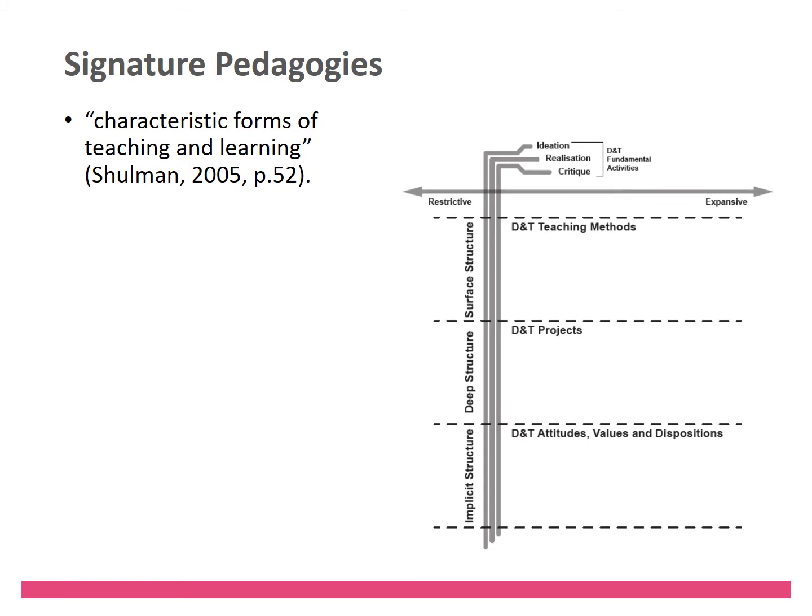In this video, I want you to start thinking about signature pedagogies in D&T. The term comes from work by Lee Shulman in Learning the Professions, and he describes signature pedagogies as characteristic forms of teaching and learning. When he looked at how the professions were taught, and since he brought out those ideas in the mid-2000s, he talked about three different structures: surface structures, deep structures, and implicit structures.